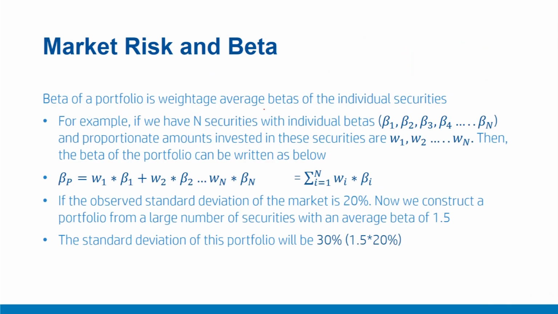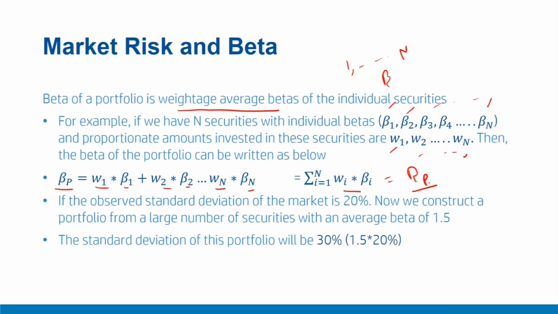What about the risk of a portfolio, or the beta of a portfolio? Mathematically, the beta of a portfolio is the weighted average of the betas of individual securities. For example, if you have an n-stock portfolio, 1 to n, with individual betas beta 1, beta 2, beta 3 and so on up till beta n, where the proportionate amounts invested in these securities are W1, W2 and so on up till Wn, then the beta of the portfolio can be simply written as beta P equal to W1 beta 1 plus W2 beta 2 and so on up till Wn beta n. So summation Wi beta i is the beta of the portfolio.